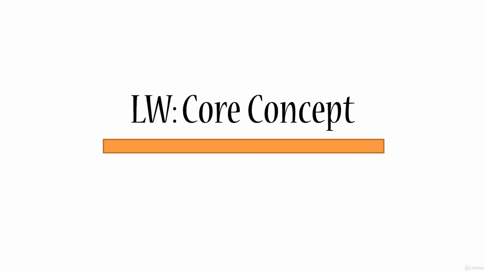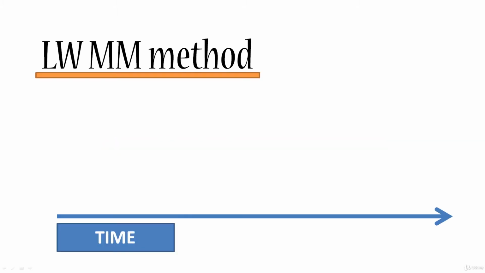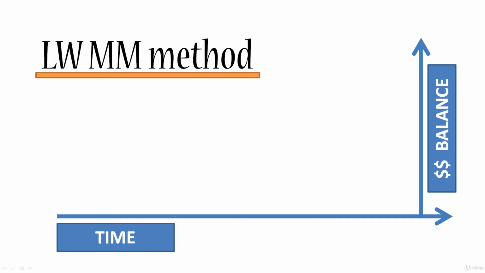In today's tutorial, we will be talking about the core concept behind the Larry Williams money management method. To start off with, let's draw a horizontal axis. And this axis will represent time. Now the vertical axis will represent the balance on our account. As we discussed in the previous section of the course, if we apply a constant lot money management system to our trading, then our balance will experience linear growth. So the balance line will look something like this.